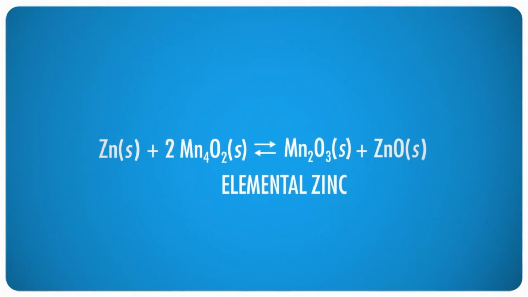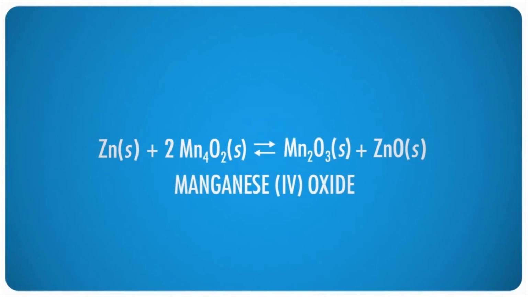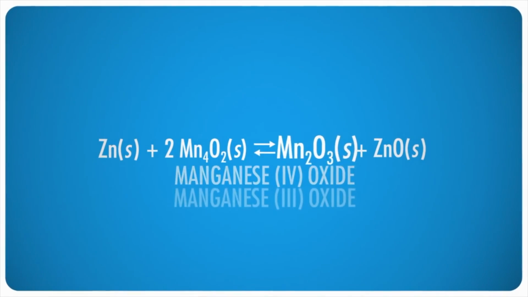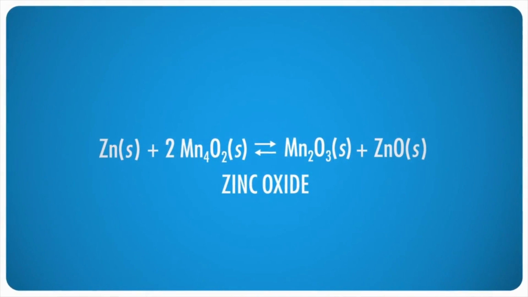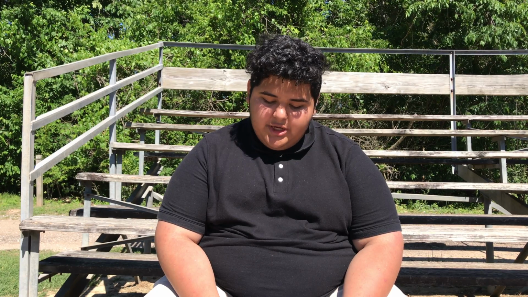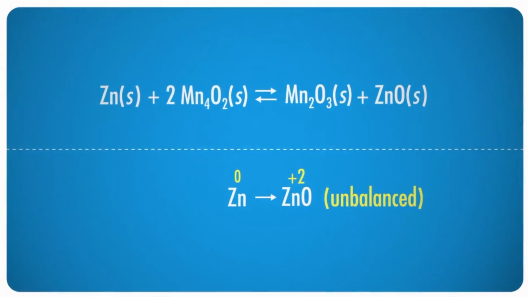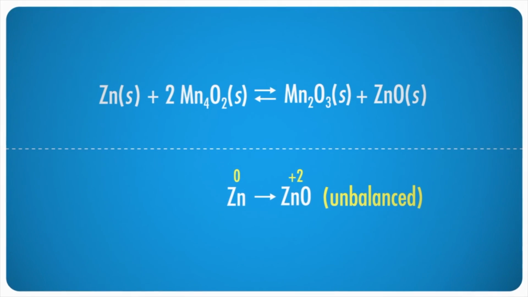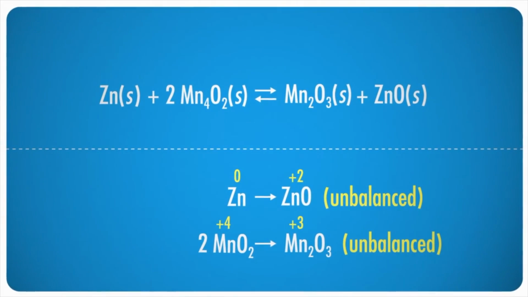First, elemental zinc is going to react with manganese dioxide to produce manganese(III) oxide and zinc oxide. You have to break these down into half reactions. First, elemental zinc with an oxidation number of 0 gets oxidized to zinc 2+ ions. At the same time, manganese 4+ is being reduced to manganese 3+.